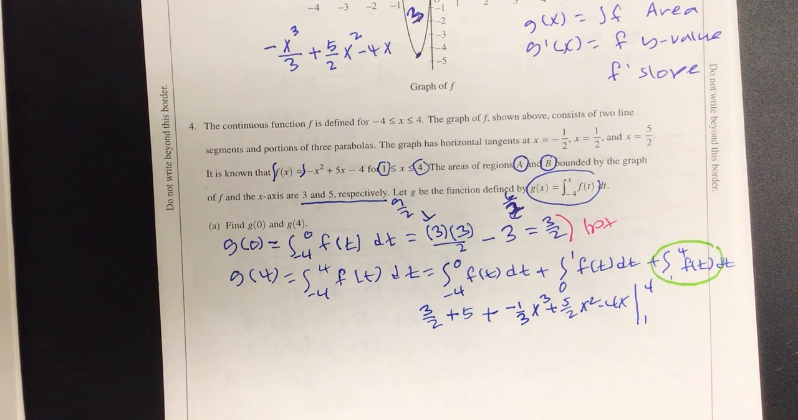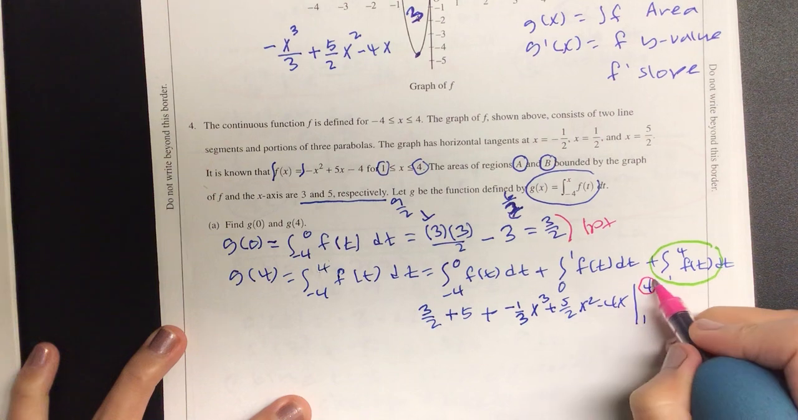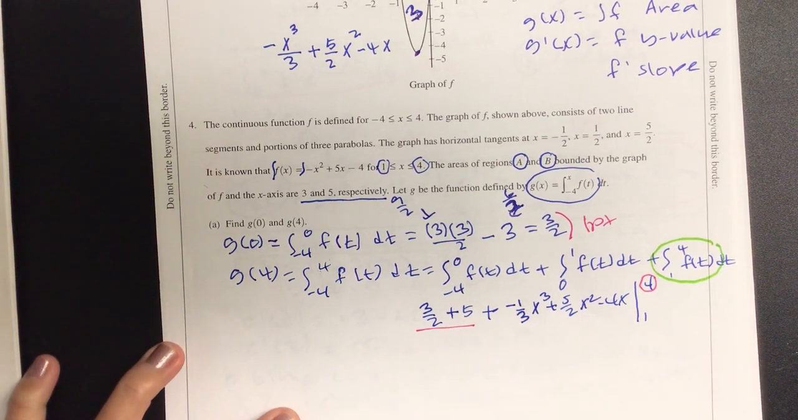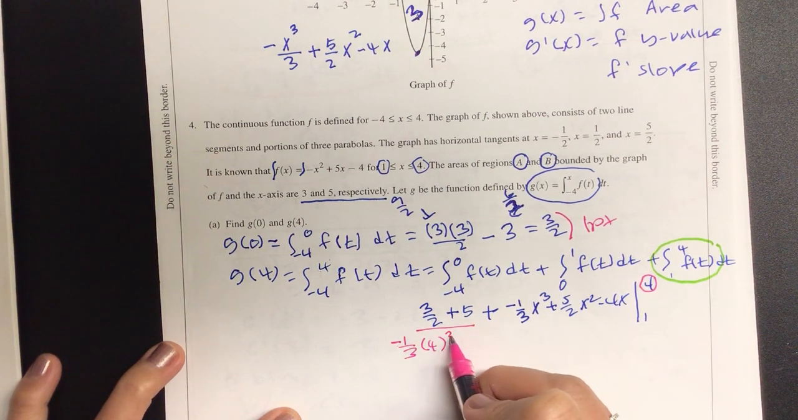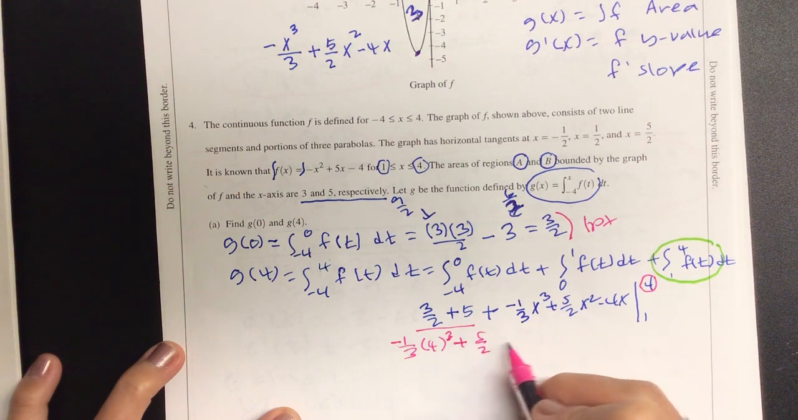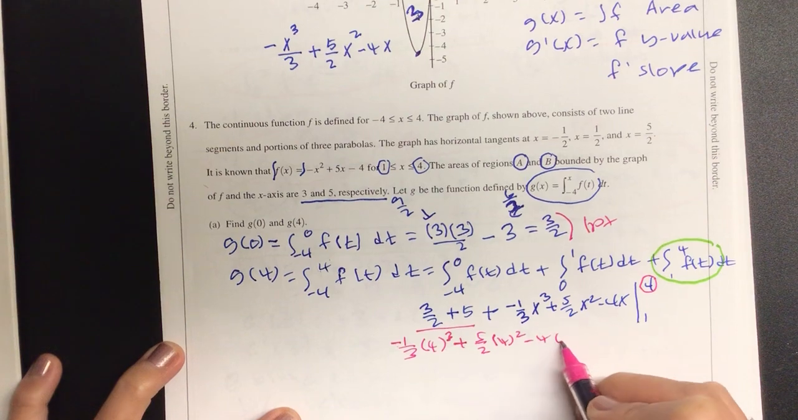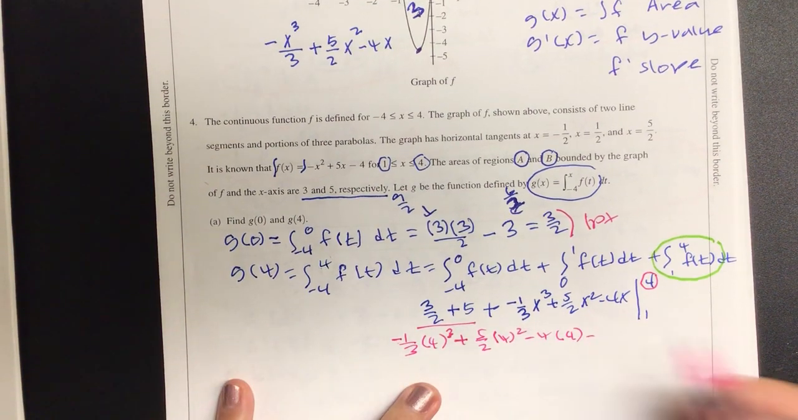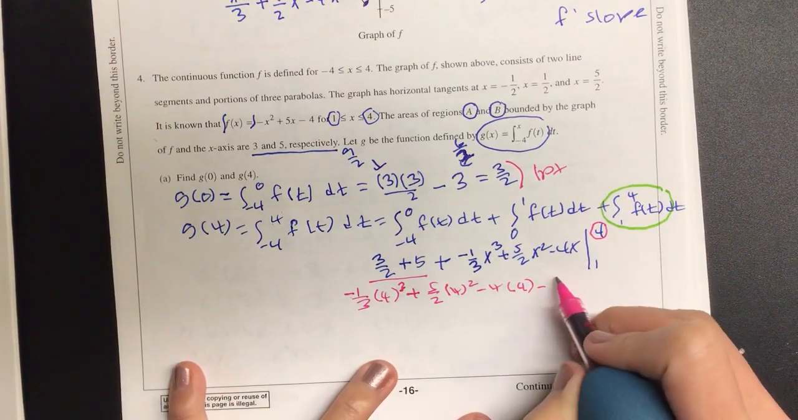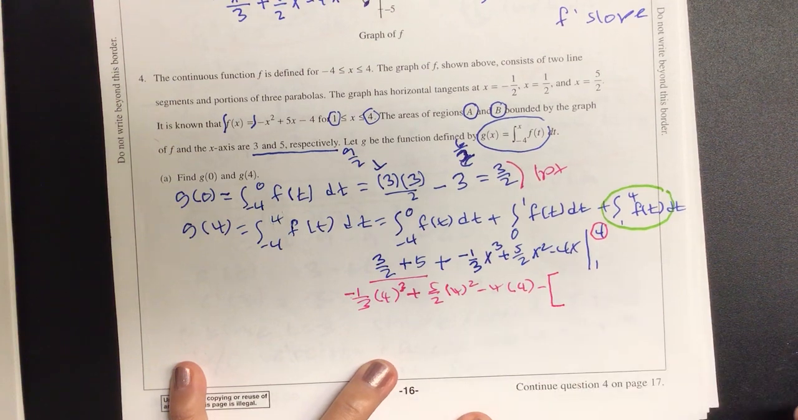So let's plug in the upper bound. When I plug in this, let's save this until the very end. I have -1/3, 4 to the power of 3. And then we have plus 5 over 2, 4 squared, minus 4 times 4. Minus, now I need a bracket, because we know everything will be distributed with a negative.